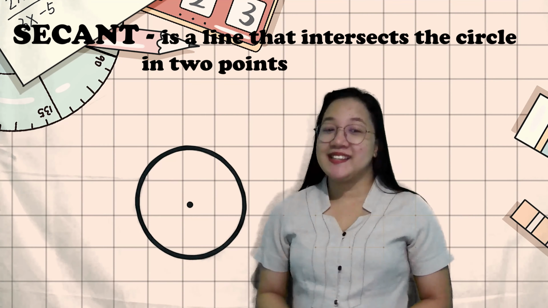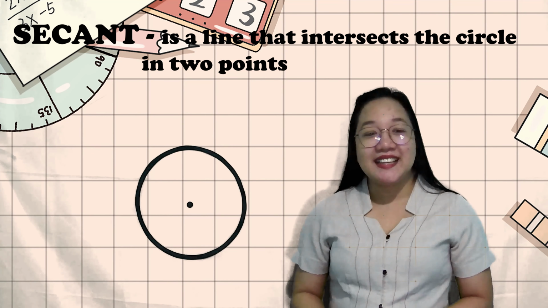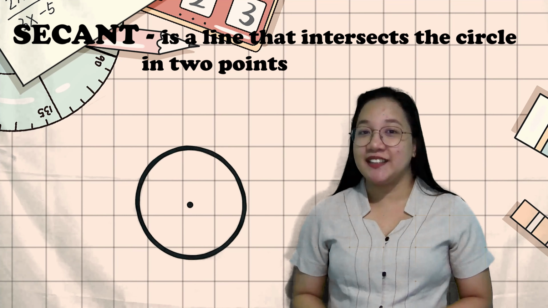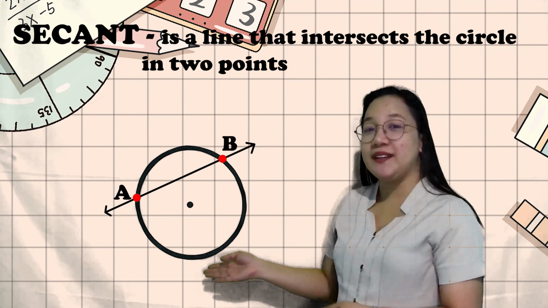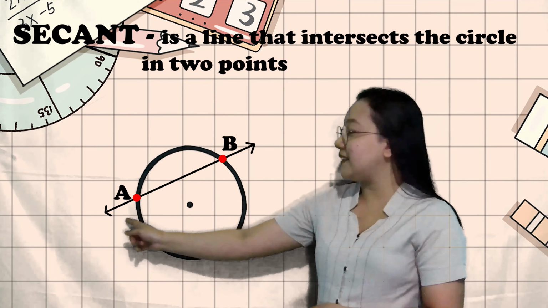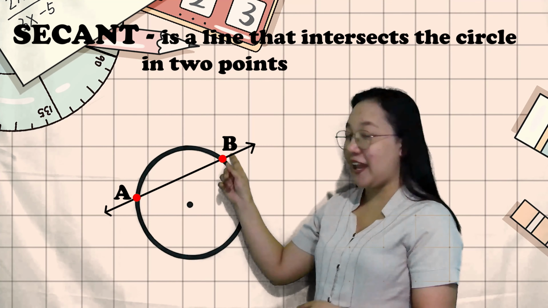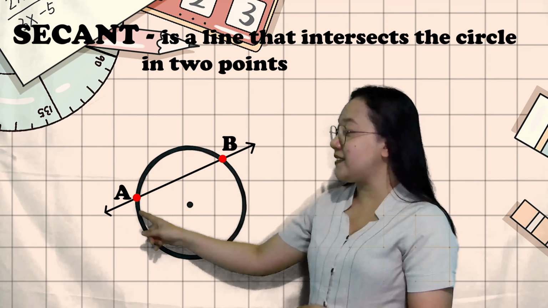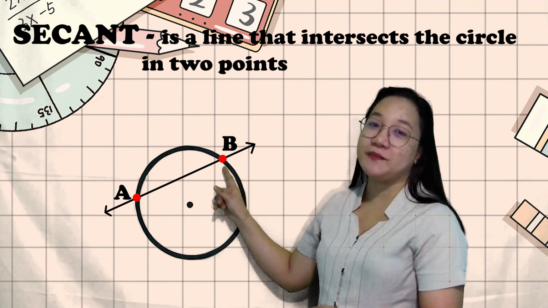Next is secant. Secant is a line that intersects the circle at exactly 2 points. In our example, secant AB intersects the circle at point A and point B.